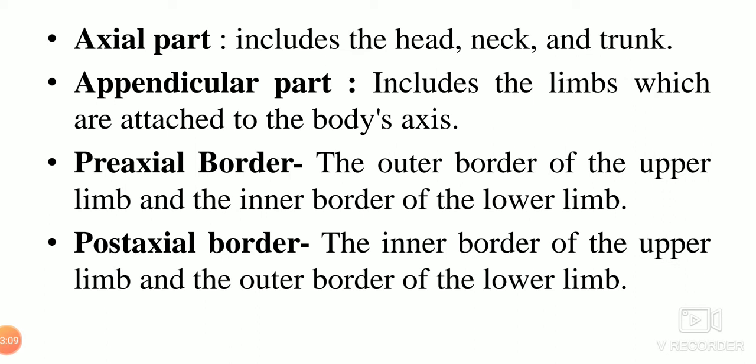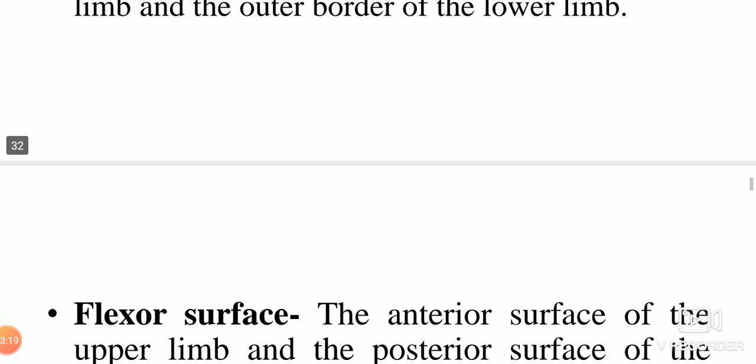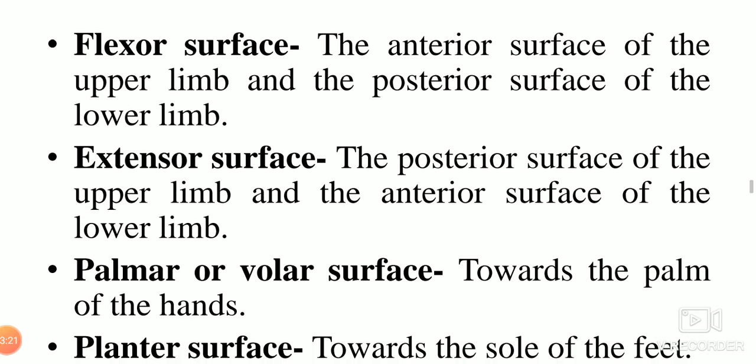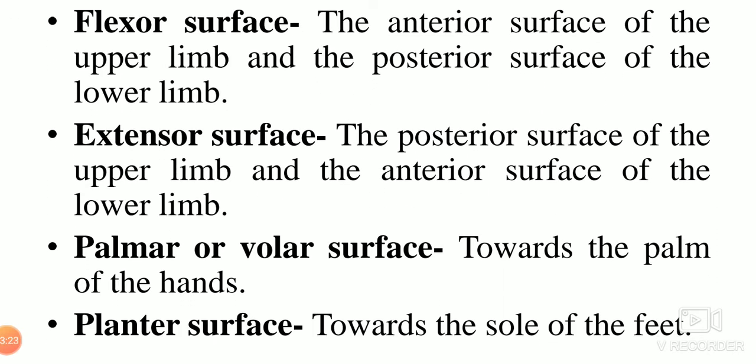Now pre-axial and post-axial, just remember: the outer border of the upper limb and the inner border of the lower limb. Vice versa, the inner border of the upper limb and the outer border of the lower limb is termed as post-axial border. Now flexor surface and extensor surface important है, याद रखना. Anterior surface of the upper limb and the posterior surface of the lower limb is termed as flexor surface.